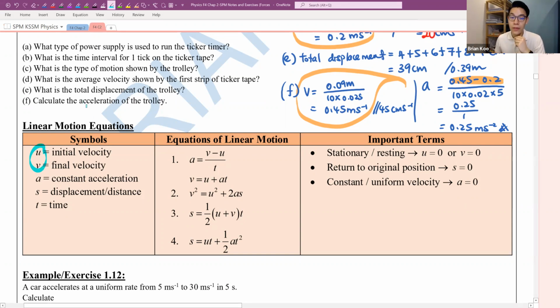Remember I told you it's by alphabetical order. So you do M, N, O, P, Q, R, S, T, U, V, W, X, Y, Z. Look at these two. U comes first before V. U is the initial, the one at the beginning. V is the one at the end, the final velocity. If that is your issue, hopefully I solved the problem here.